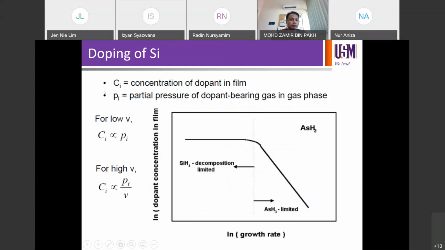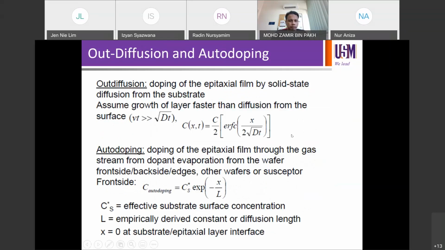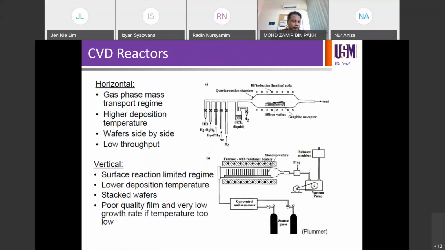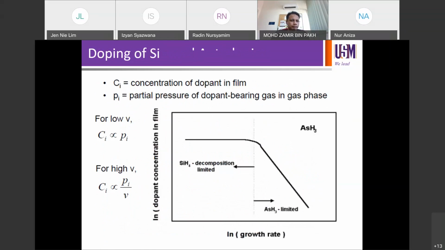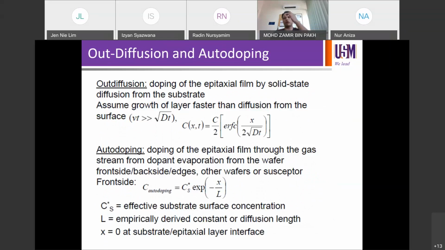Okay, this is doped silicon, right? So incorporation of arsine in the deposition. You may have, let me see, what else do we have? Right, out diffusion. Okay, last time we learned about diffusion of phosphorus and other dopants in silicon.